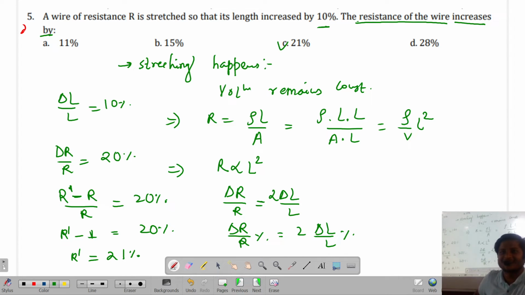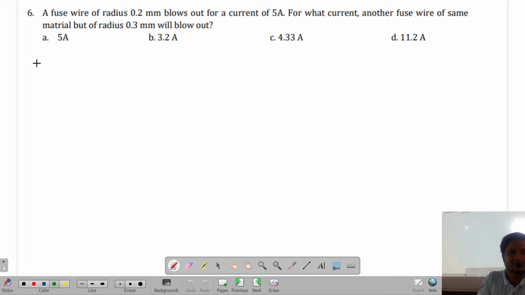How many have done this problem correctly? Okay, good. Can I move ahead? Question number 6. What it is saying: a fuse wire of radius 0.2 millimeter blows out at a current of 5 ampere. For another current, another fuse wire of the same material but of radius 0.3 millimeter will blow out at what current?